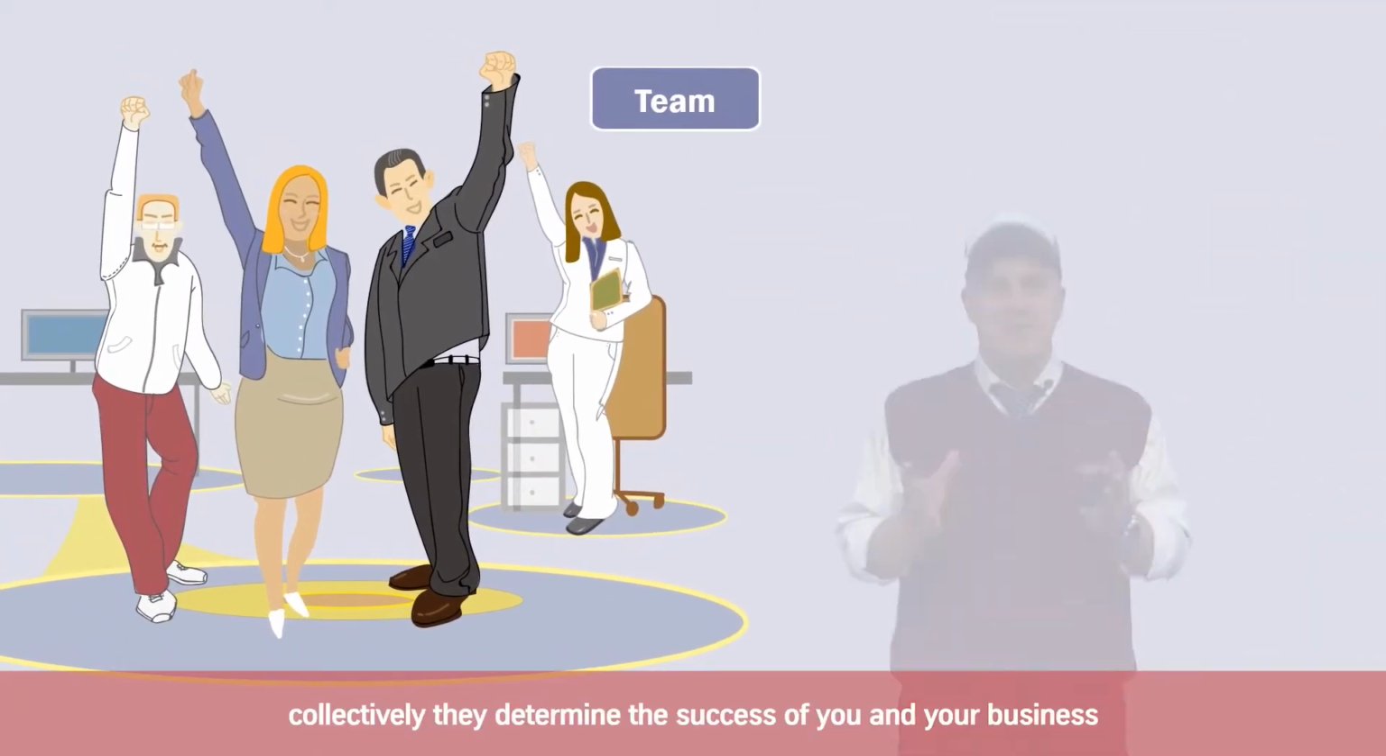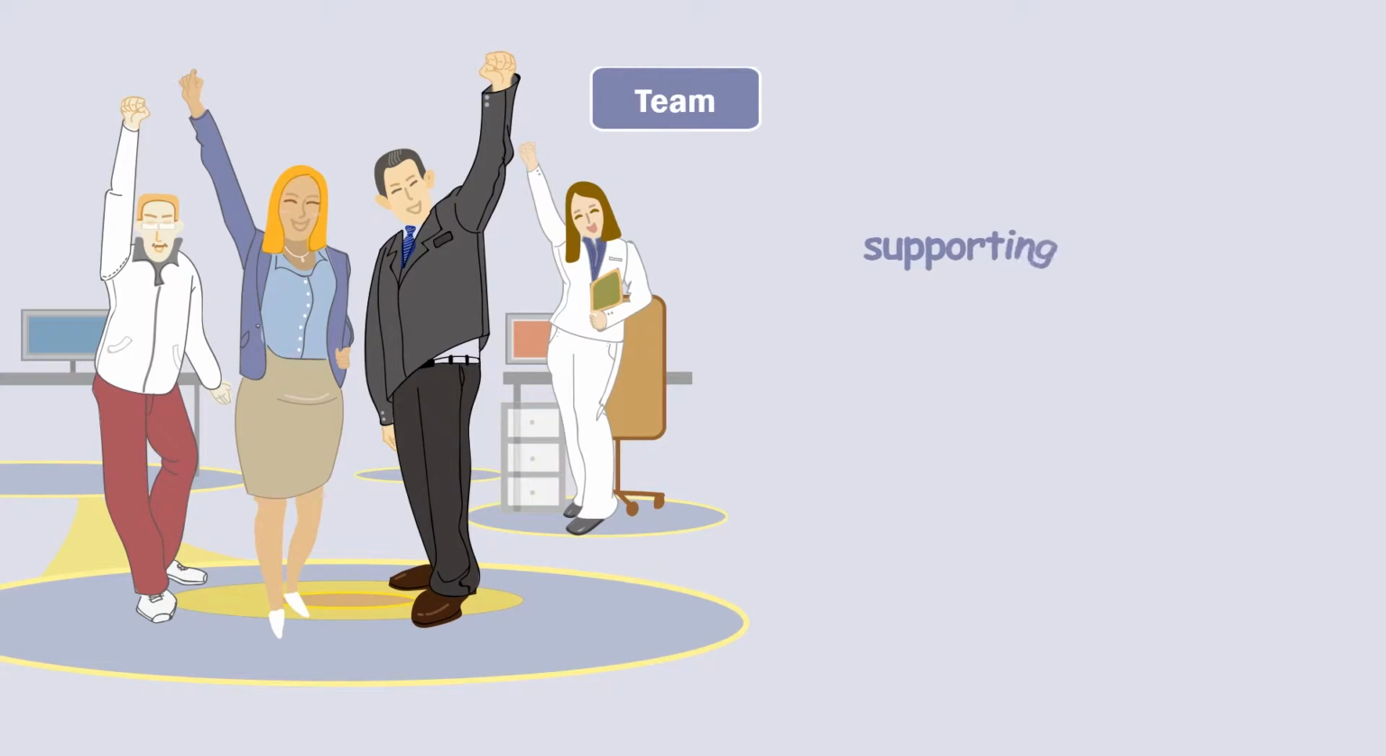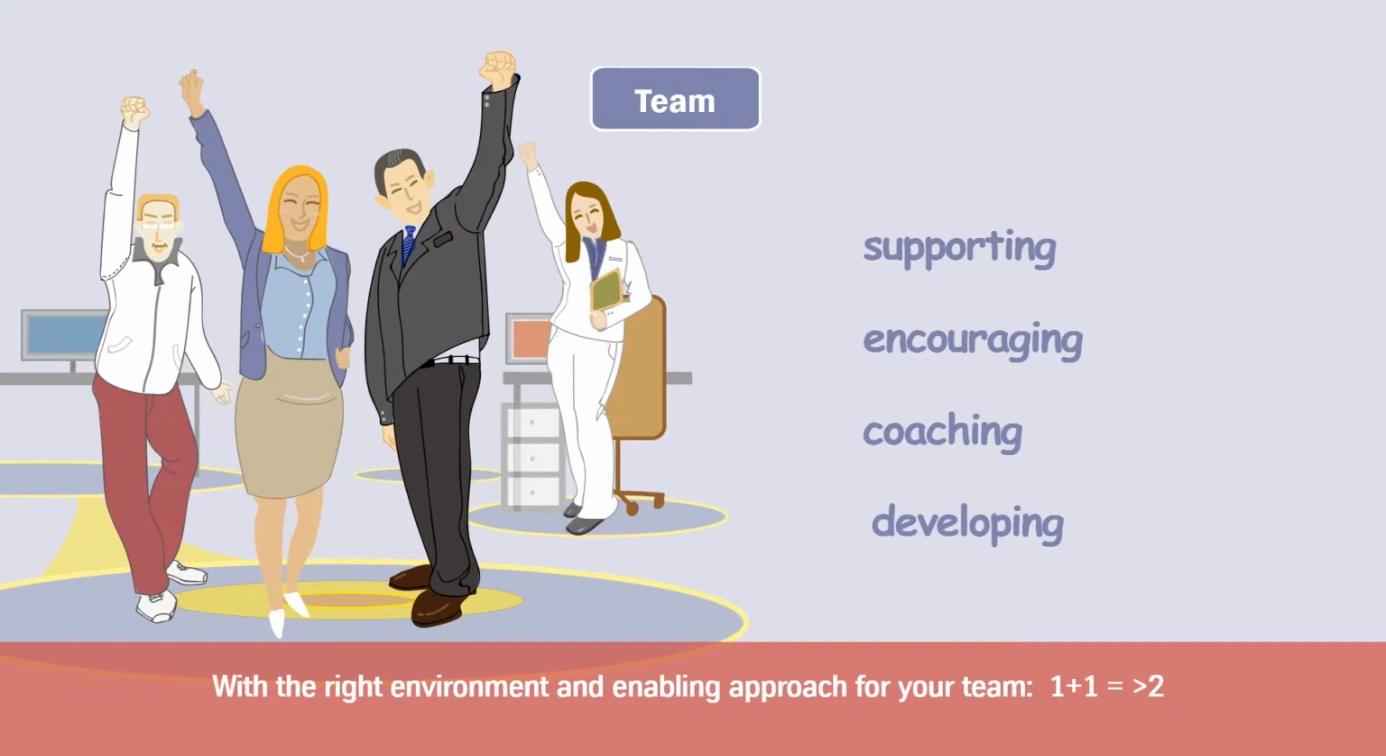The team is critical in that collectively they determine the success of you and your business. Therefore, they need your full commitment by supporting, encouraging, coaching and developing them. The 1 + 1 = more than 2 principle definitely applies here. Create the right environment and enable each member of your team to perform consistently at their peak, and the business becomes unstoppable. No real surprise, therefore, that in the following videos in this series, we place heavy emphasis on specifics for developing these key stakeholder groups.